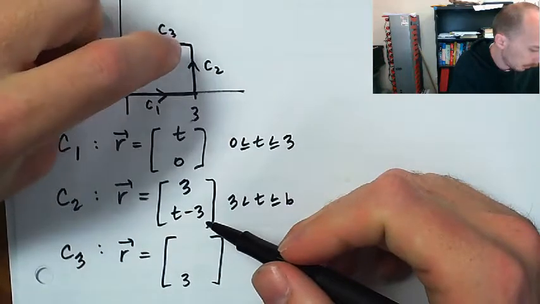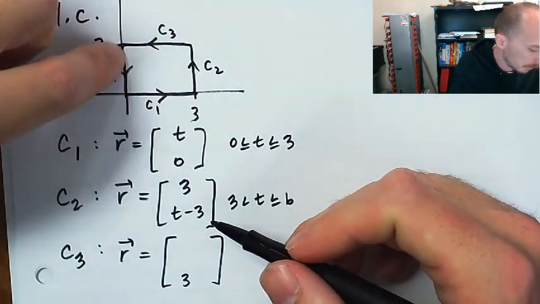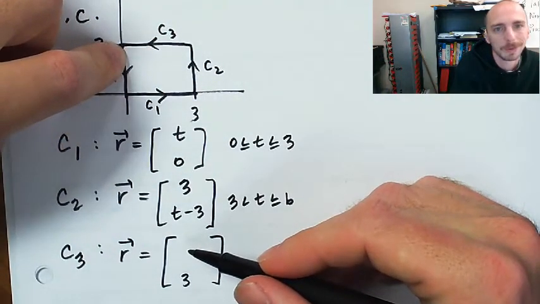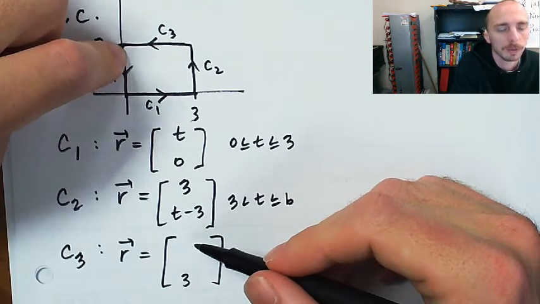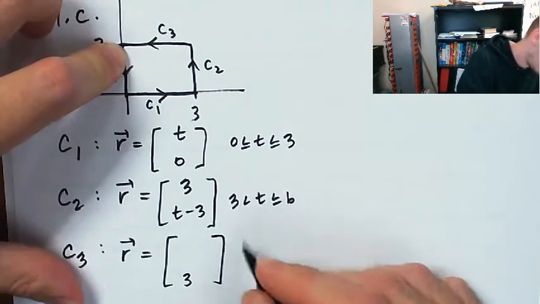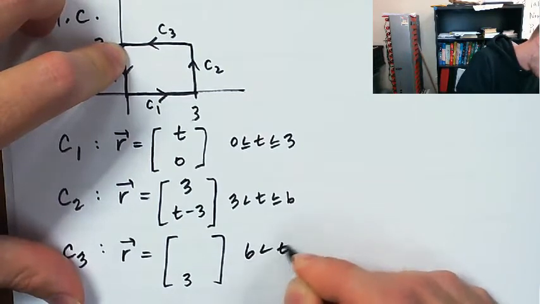And x is going to be starting at 3 and decreasing back to 0. So it's going to need to be something minus t, right? It's going to be decreasing. Okay, so this is going to be from 6 to 9.